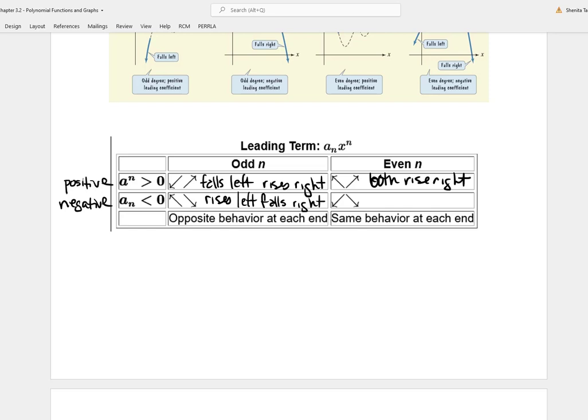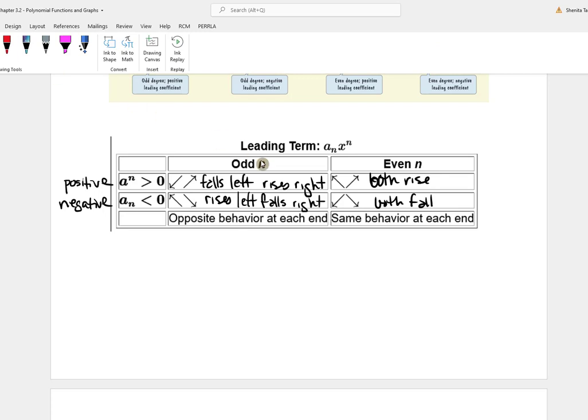In this one, your leading coefficient is negative and your n is even. They both fall. Sorry. They both fall. So in this one, I should have put both. They both rise. Sorry. Don't put both rise right. Just put they both rise. And for the second one, they both fall. Okay, so the same behavior at each end. All right, so make sure you memorize this little table.